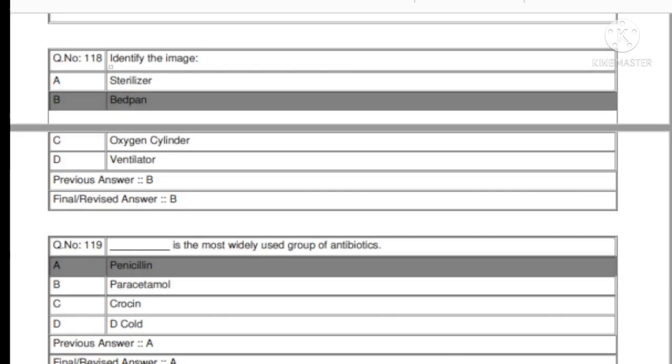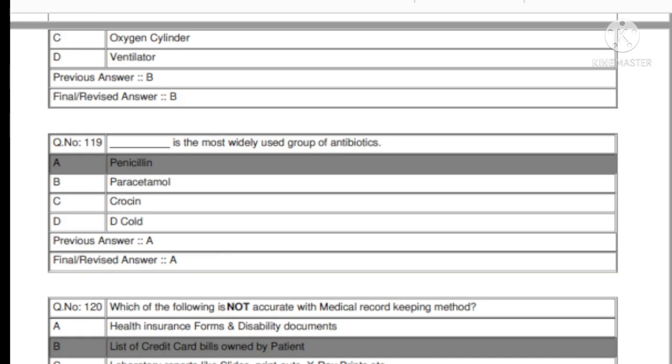Next question, question number 118. Identify the image. An image was given which was an image of bedpan. So I have marked the B and I have got the correct answer. Sterilizer, no. Oxygen cylinder was not there, ventilator was not there.